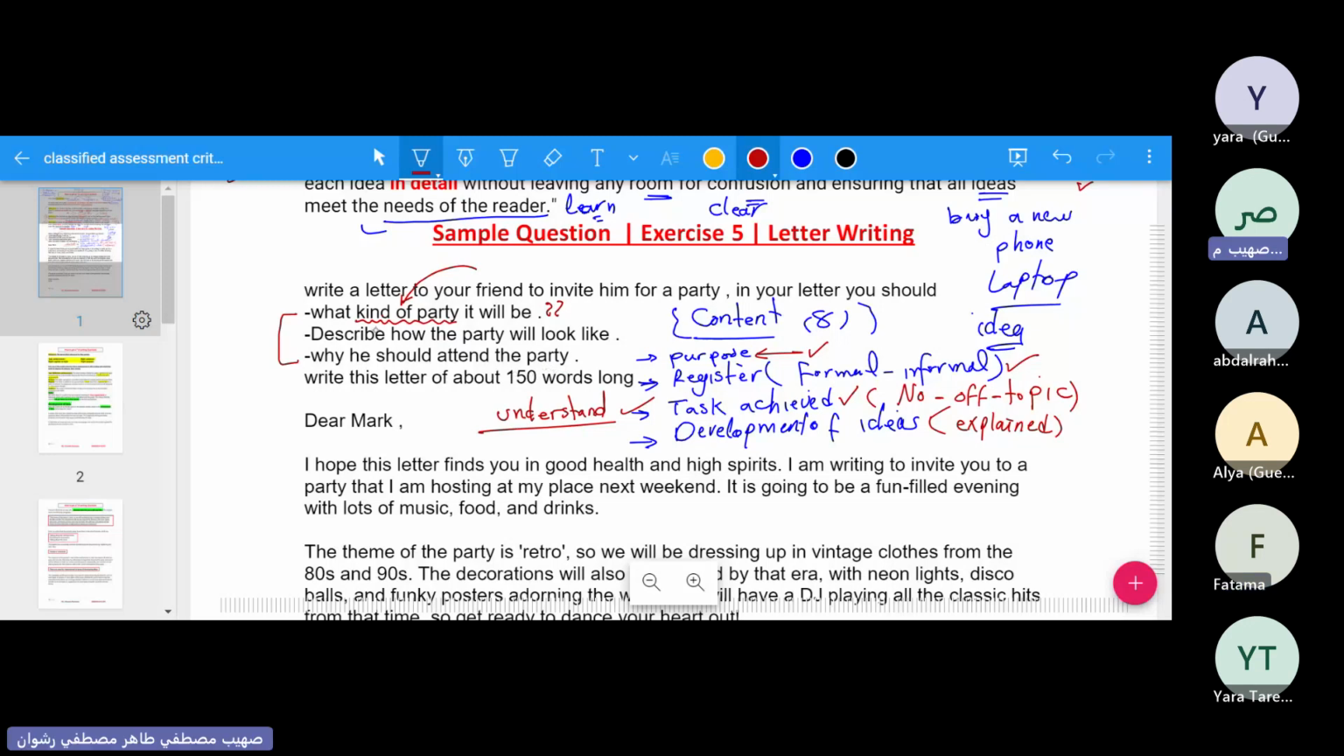Okay, number 2, describe. Will you describe how the party will look like? If you described how the party will look like, it means you achieved the task correctly. If you didn't describe, it means you didn't achieve the task. If in point 2, you wrote about what happened in the party, so now have you described how the party will look like?